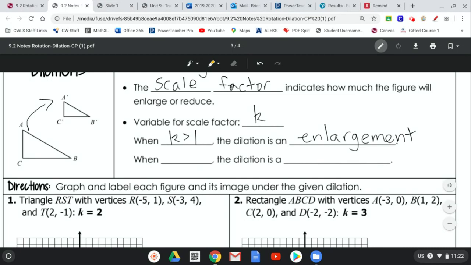Now, if k is less than 1, meaning a fraction, then it is a reduction. If k is greater than 1, k is going to be a whole number, so if k is a whole number, it's an enlargement. If k is a fraction, then it is a reduction. This information is very important when we're solving problems.